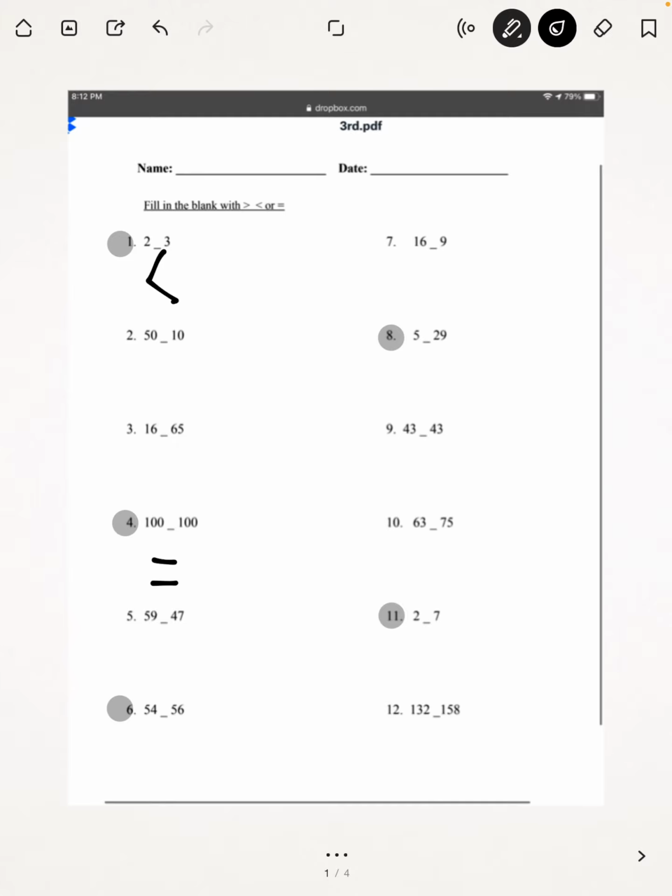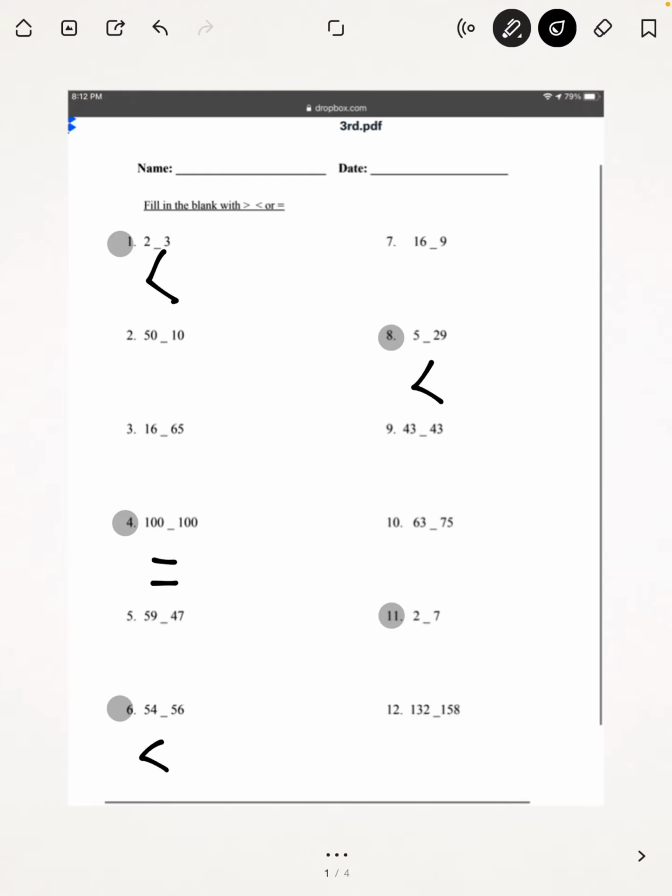54 and 56, here 54 is less than 56 because it's closer to 0, so this one would be this way. 5 and 29. 29 is larger than 5 because it's a two-digit number, and so 29 would be greater.